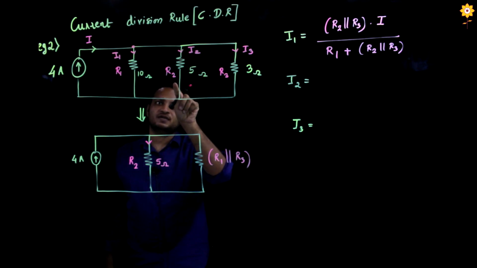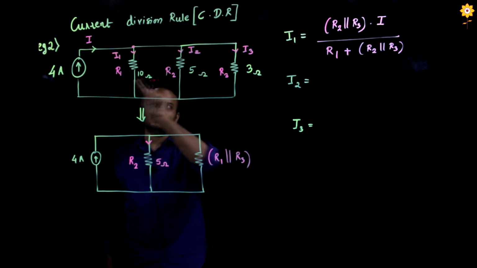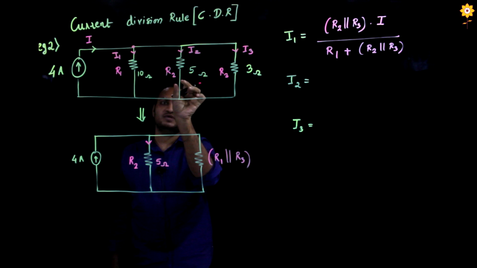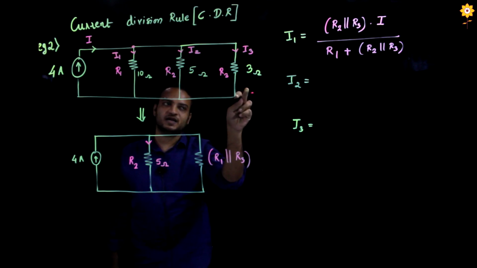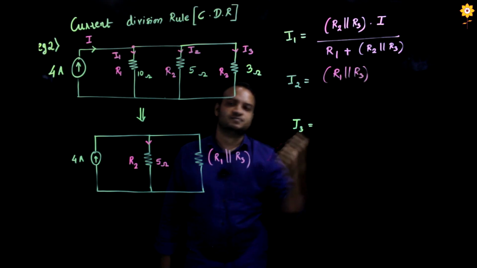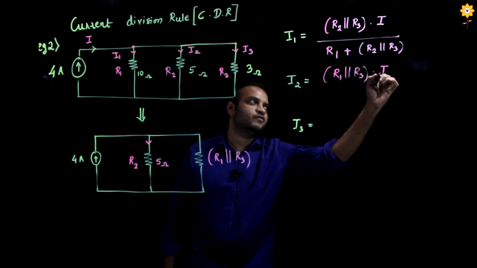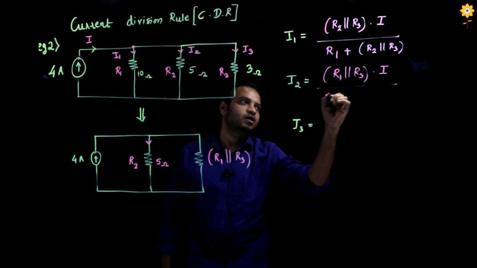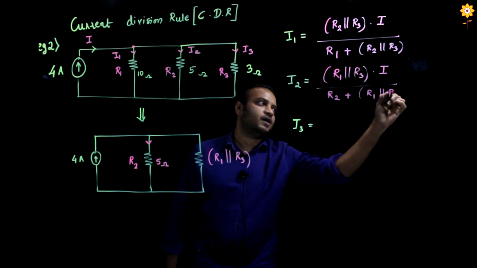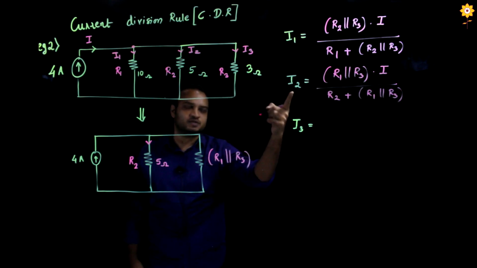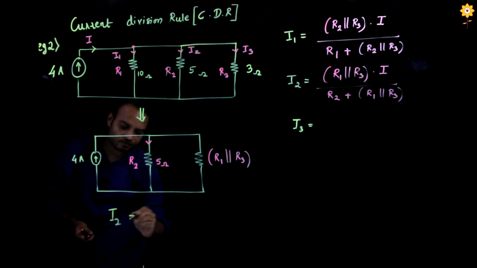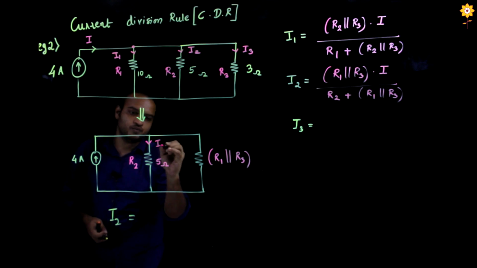Now in the same manner, if I want to calculate the current flowing through resistance R2, on this side I have resistance R1 and on the other side I have R3. So opposite to this I have 2 resistances. In this case R1 and R3 will go in parallel, into current before division, that is I, upon R2 added with R1 parallel to R3. Same thing I will apply here, and let's see what current I2 I get.